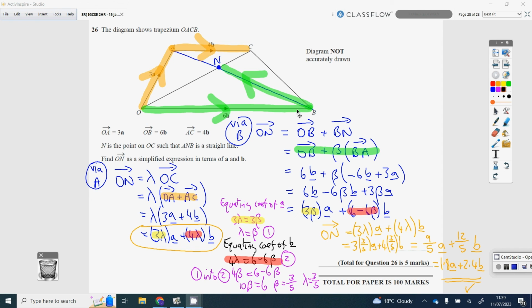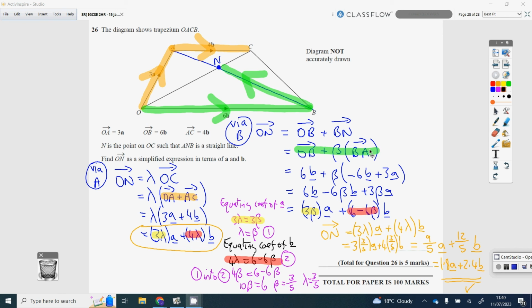Now, secondly, I'm going to go again from O to N, but this time via B. So I'm going to do the green route. So it's going to be OB plus B to N, where B to N is a fraction of B to A. Okay, obviously B to N is on the same line as B to A. So O to B plus B to N is the route I'm going to take. And as I said, that B to N is a fraction of B to A, and I'm going to call that beta. That's the fraction along there, BN compared to BA. So O to B is obviously 6B.